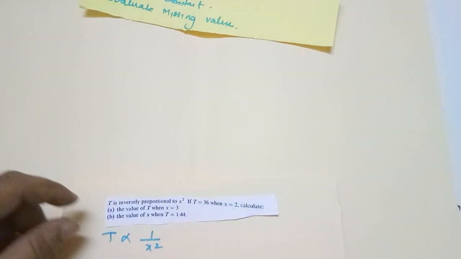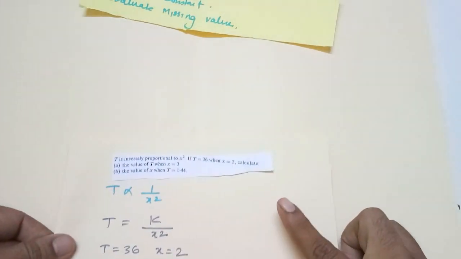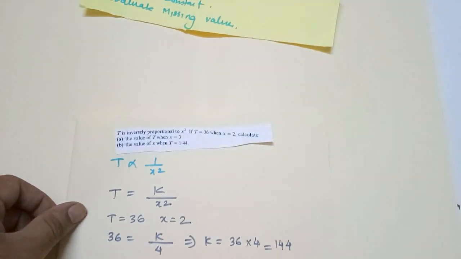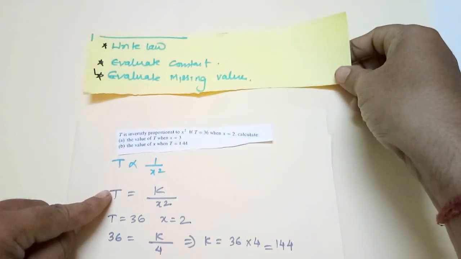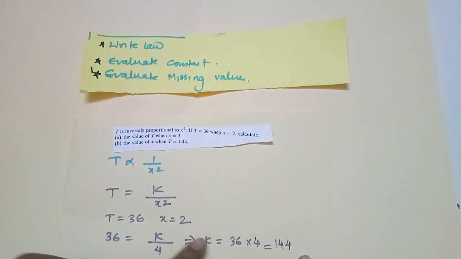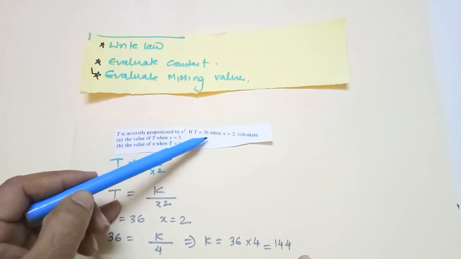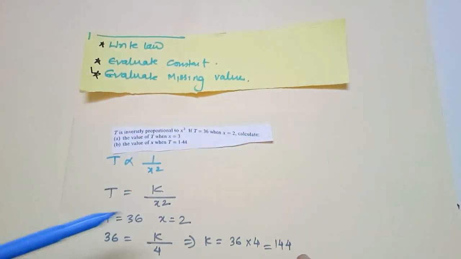This is the next sum. You can pause the video for some time and check your answers later. Hope you finished trying this question. Let me check your answer. First of all, it is inversely proportional, so I have put the proportionality here. The next step is evaluating the constant. You can clearly see my steps. When you evaluate the constant, you get k as 144, because t is 36, x is 2, and so on.